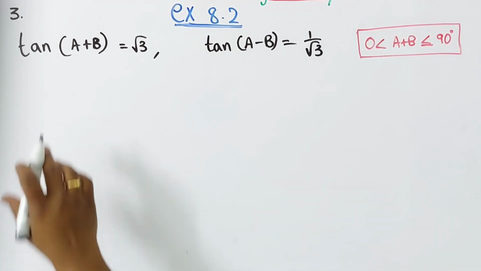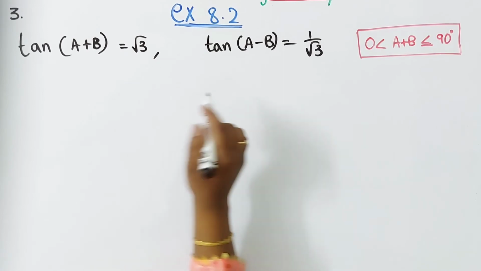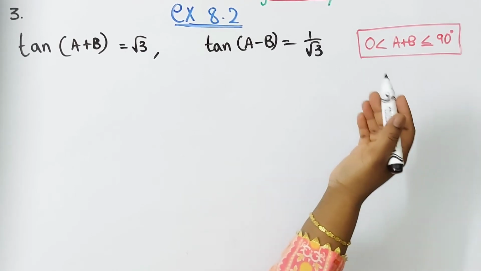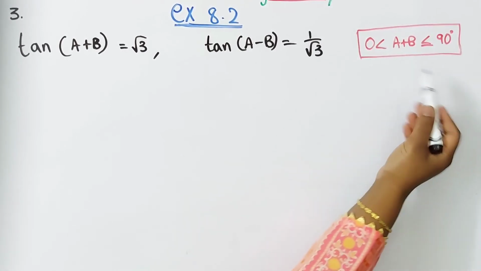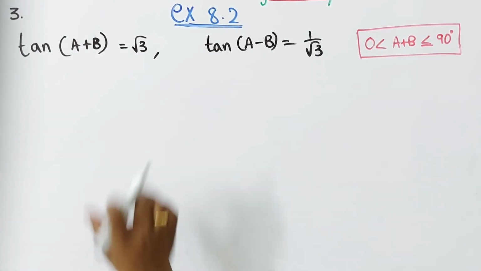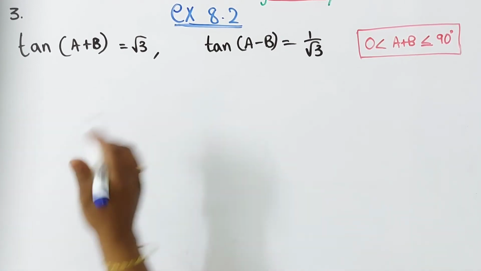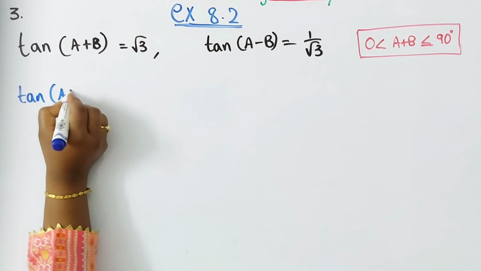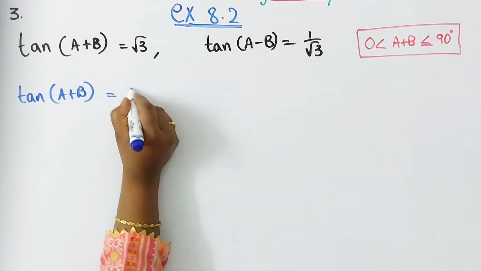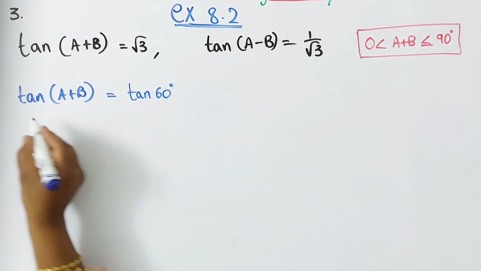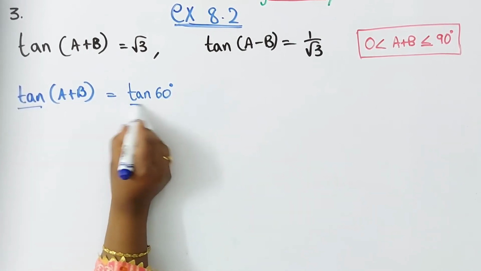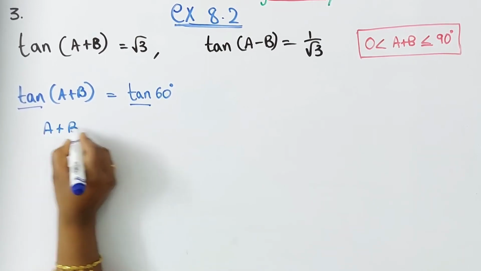Question 3, children. If tan(a plus b) equal to root 3 and tan(a minus b) equal to 1 by root 3, and the condition is 0 degrees less than a plus b less than or equal to 90 degrees, then find the values of a and b. Here they have given tan(a plus b) equal to root 3. Right, children? Tan of which degrees is root 3? That is tan 60. Correct, children? So tan(a plus b) equal to tan 60 degrees. Now we can make a plus b equal to 60 from this.